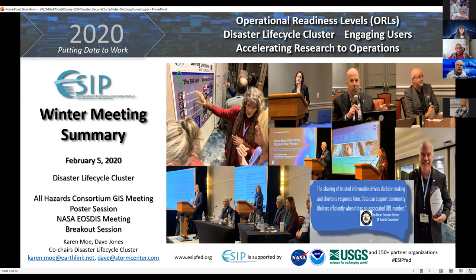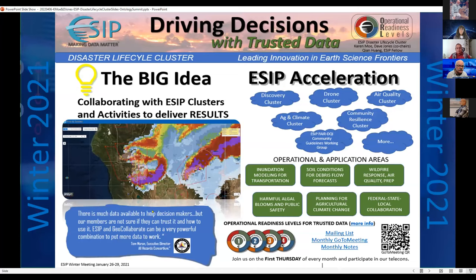Because we're finding out that many organizations, while they would probably like to use data, don't have the infrastructure or the expertise to access certain types of data. And so this is the poster and how it has evolved since 2020. This is the 2021 virtual ESIP poster, where we started to work with accelerating ESIP clusters.